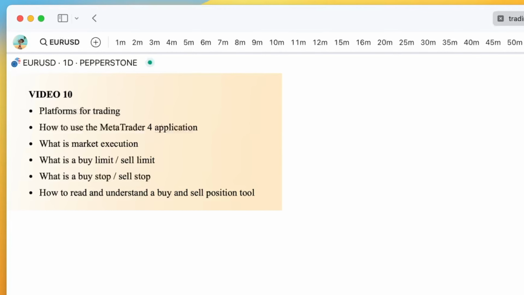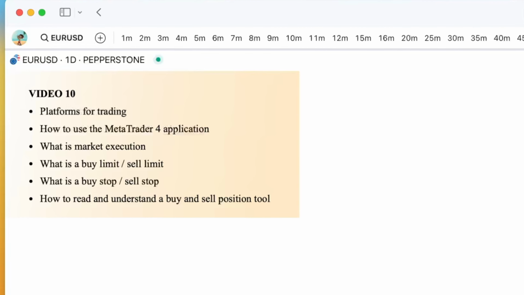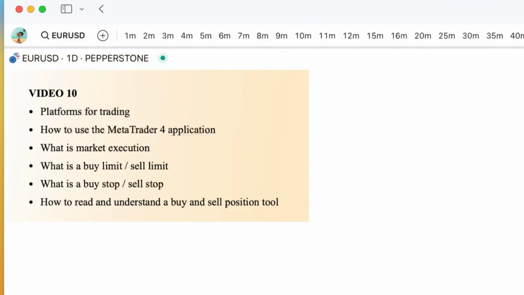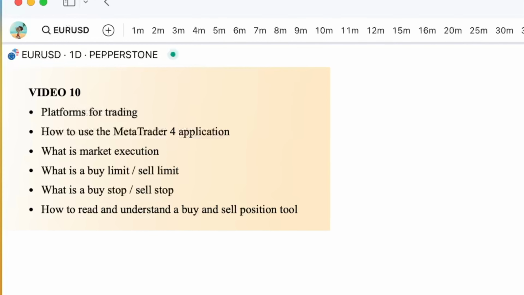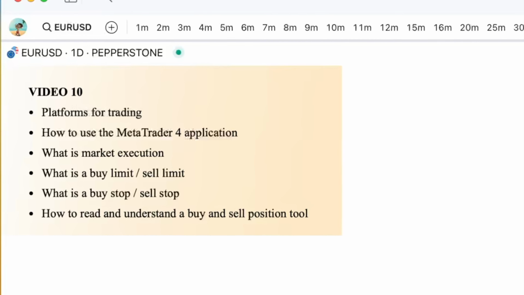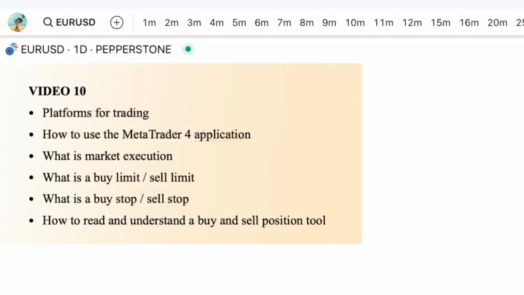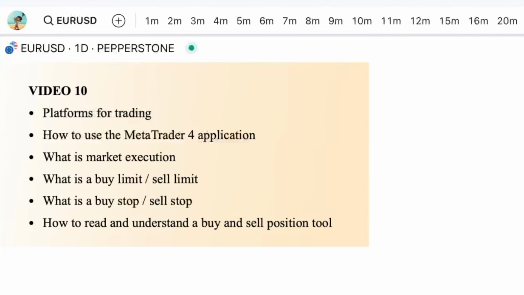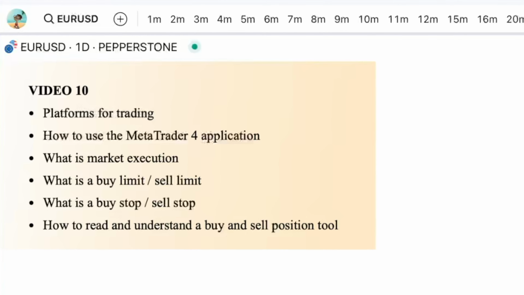So once again, this is video 10, and we are going to be talking about the following: platforms for trading, how to use the MetaTrader 4 application, what is market execution, what is the buy limit slash sell limit, what is a buy stop slash sell stop, and how to read and understand a buy and sell position too.